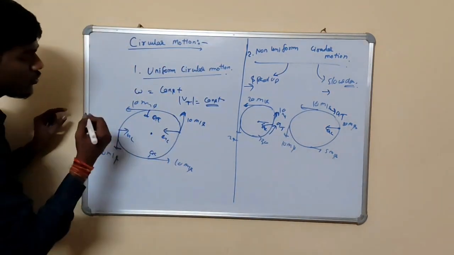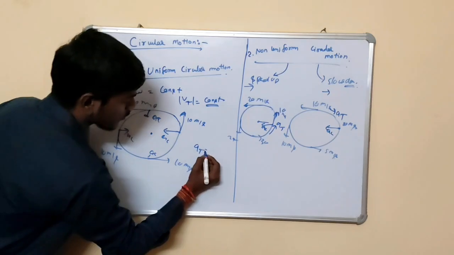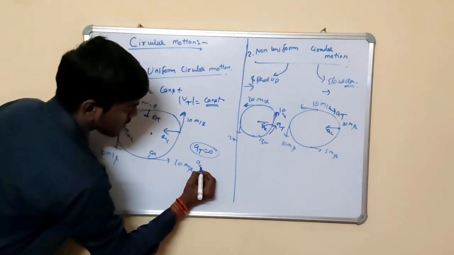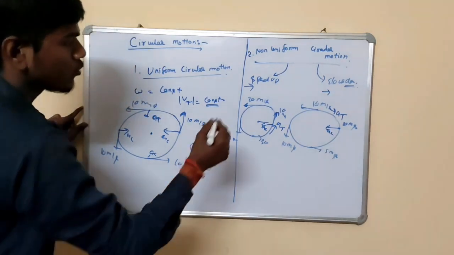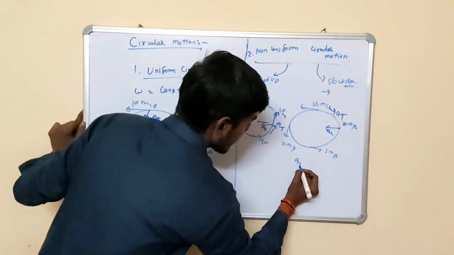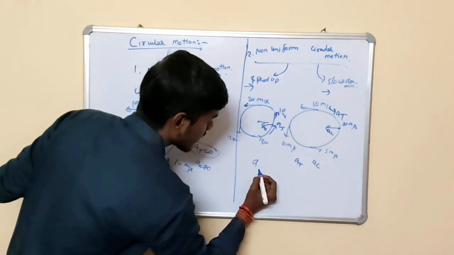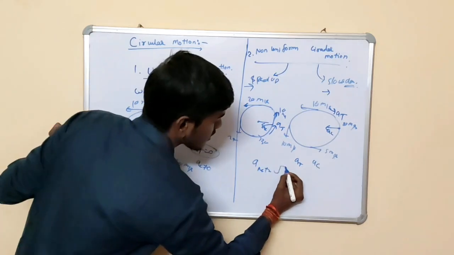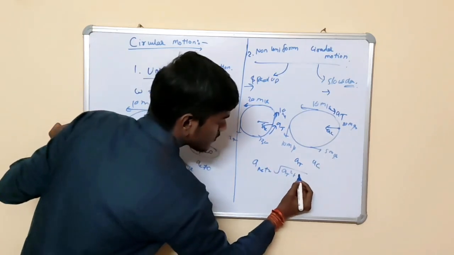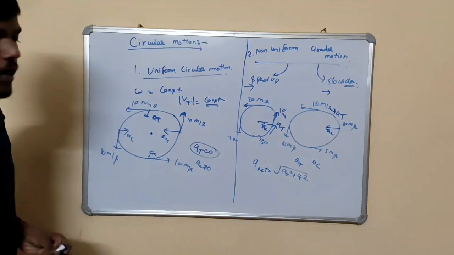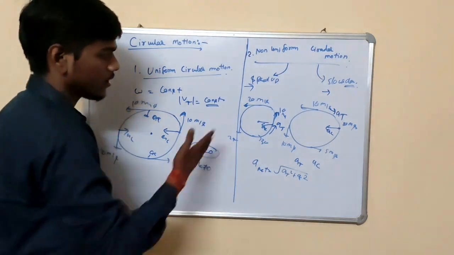But in uniform circular motion, AT will be equal to 0 and AC will not be equal to 0. Here I have both AT and AC, so there will be a net acceleration. So how do we find the net acceleration? The net acceleration will be under root AT square plus AC square. I will be discussing one example for this case.